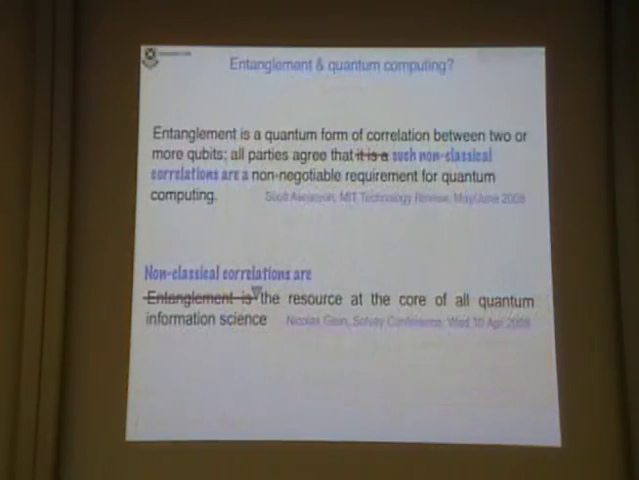So if we go back to the earlier statements about entanglement is necessary, they're almost right. You can say entanglement is a quantum form of correlation between two or more qubits. All parties agree that such non-classical correlations are necessary for quantum computing. There is more to quantum correlations than entanglement. And then you change entanglement in the next statement to non-classical correlations and the resource of core quantum information sets.